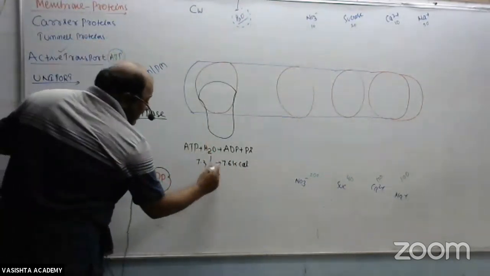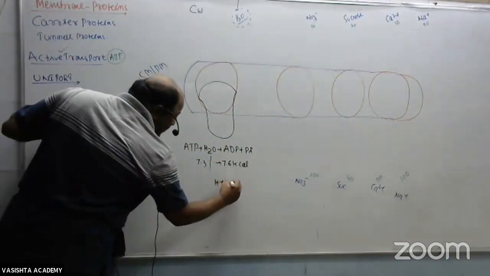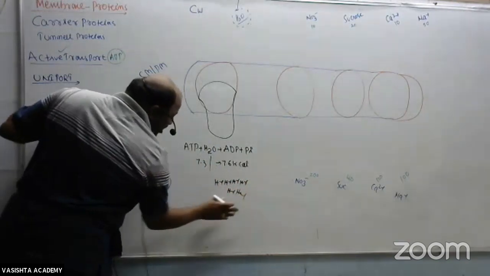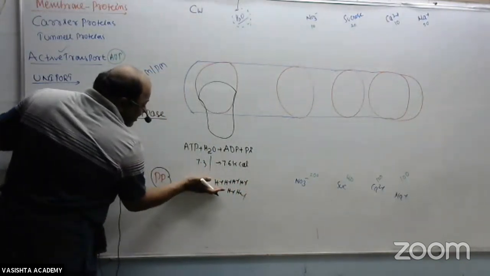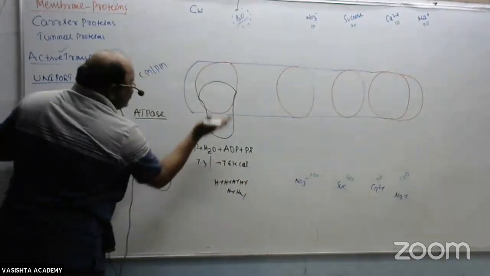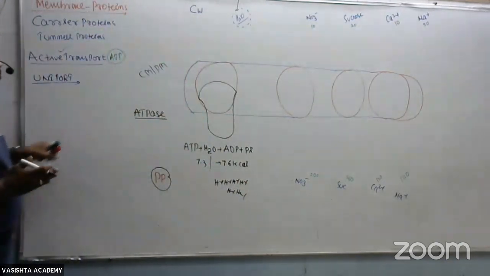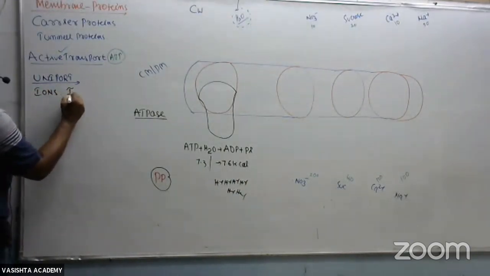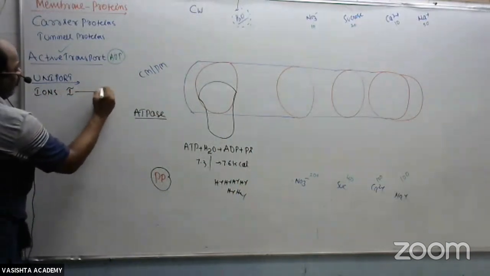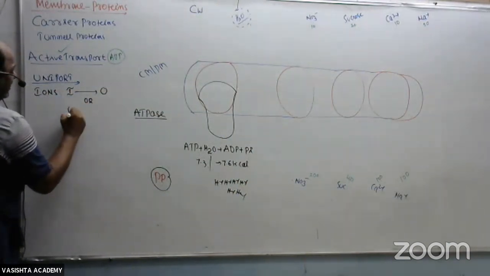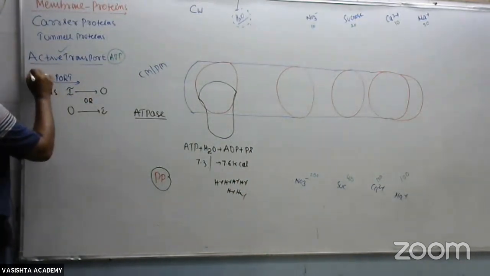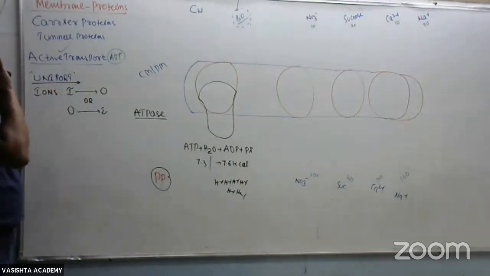By utilizing this energy, the protons present in the protoplasm move from inside to outside. Uniport means ion movement. They will take ions from inside to outside, or otherwise outside to inside. That movement is called uniport.